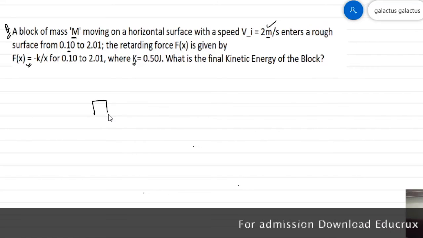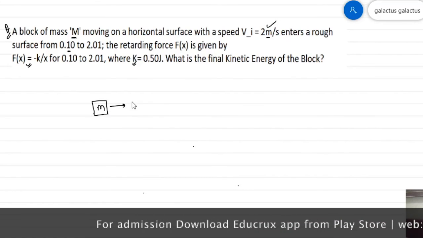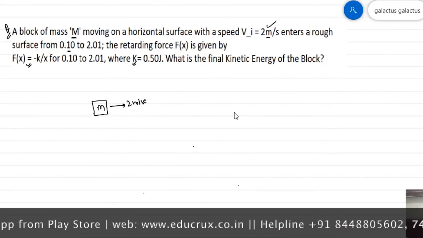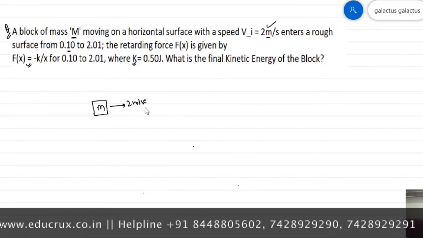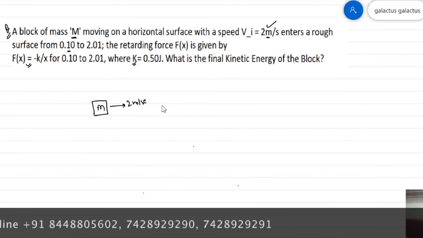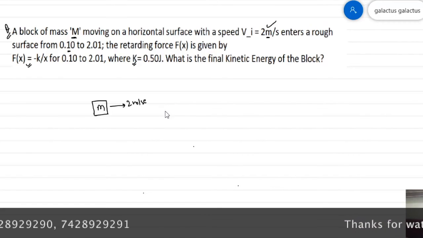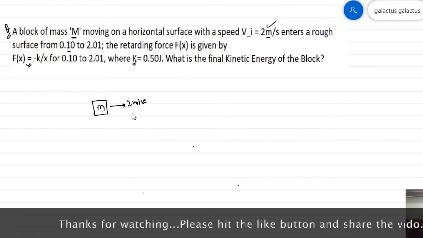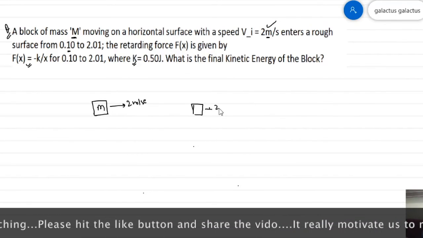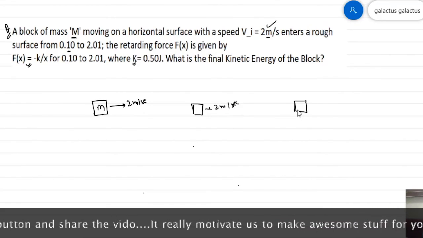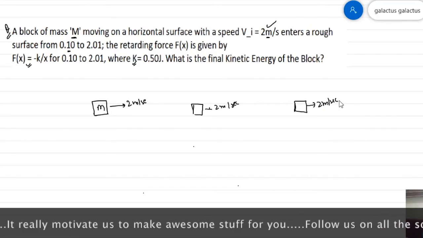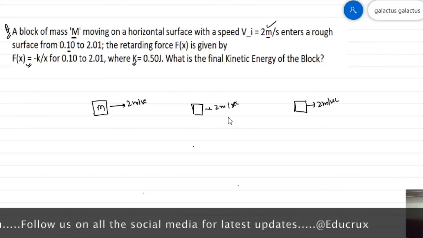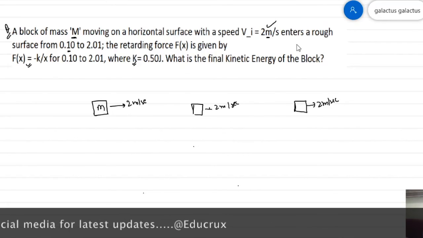We are given a block of mass m that was moving with a velocity of 2 meter per second. If the block is moving with 2 meter per second, then its velocity will not change with time and its acceleration will be zero. Suppose the rough surface was not present, then the block will always move with a velocity of 2 meter per second. At every instant of time, the velocity of the body will be 2 meter per second and its acceleration will be zero, if and only if it doesn't encounter a rough surface.